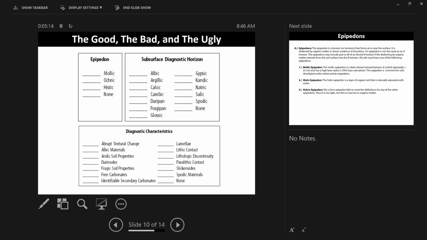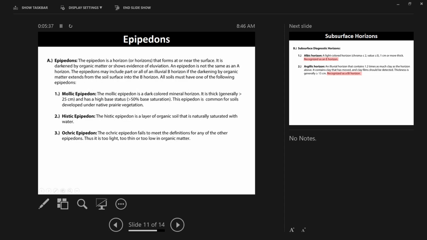Again, we have two different things. I just gave you an example of a subsurface horizon, argillic. We also have what are called epipedons. Epipedons are the surface horizon. Thankfully, there's only like 3 or maybe 4. None just means there is no surface horizon. And that's a lot easier to deal with. It's all these things that can happen in the subsurface that are really hard.